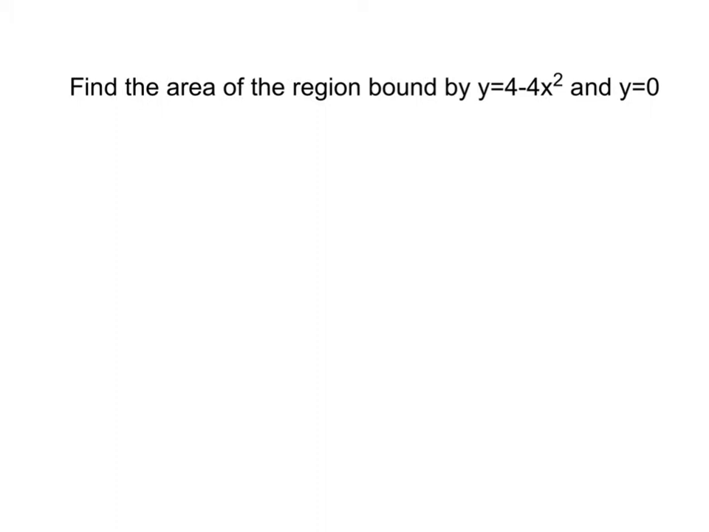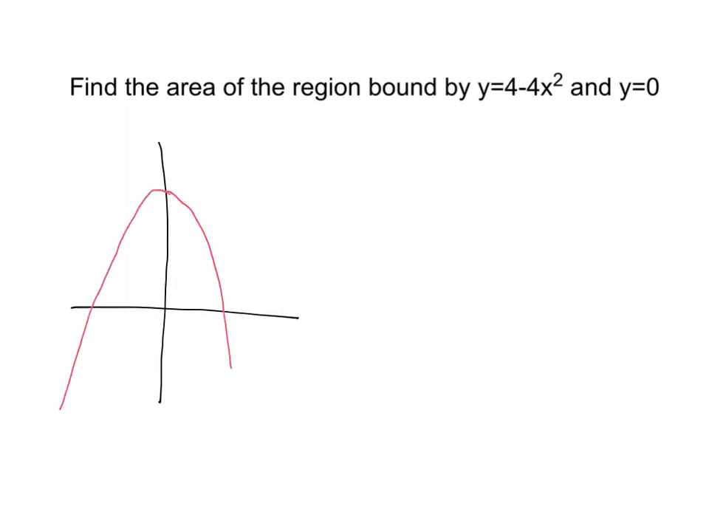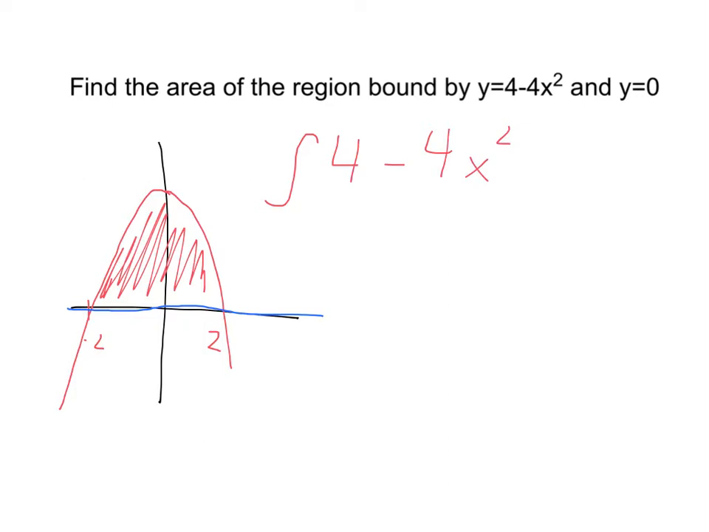Number 2. Find the area bound by, it looks like almost the exact same equation, 4 minus 4x squared. So this is an upside down parabola with intercepts at -2 and +2, and y equals 0, which is again the x-axis. So we're looking for this area in here. And again, we're going to do the integral of 4 minus 4x squared from -2 to 2. And just drop that in your calculator for the answer.